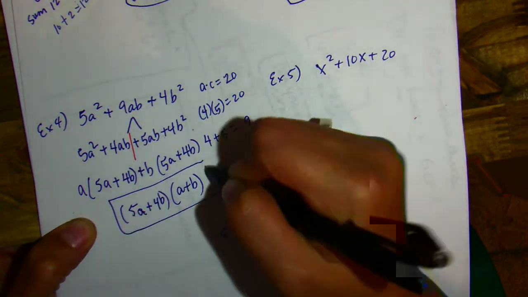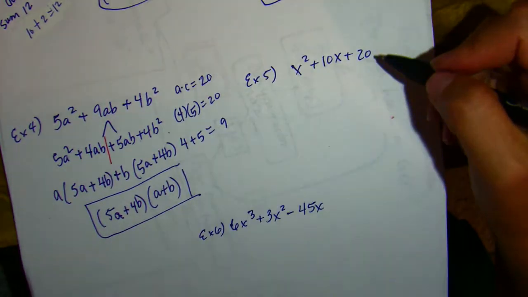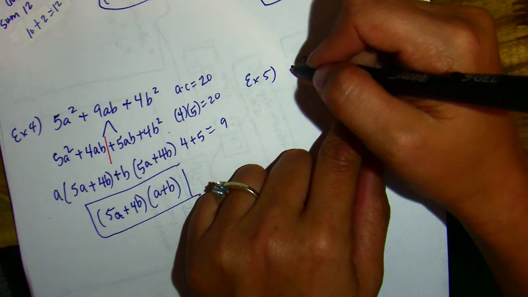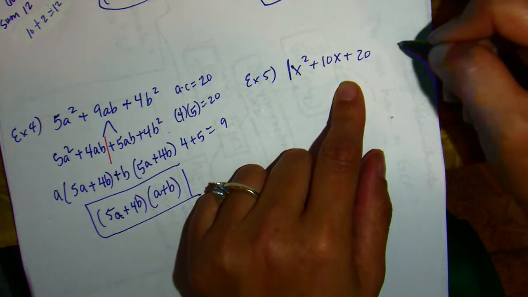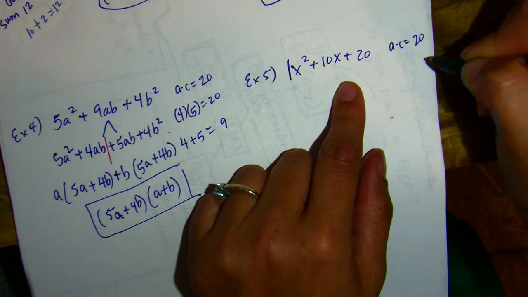And that's our answer. Last one, the second to the last: x squared plus 10x plus 20. Again, if you don't see anything there, that's a 1. So my A times C, that would be 1 times 20, which is 20.